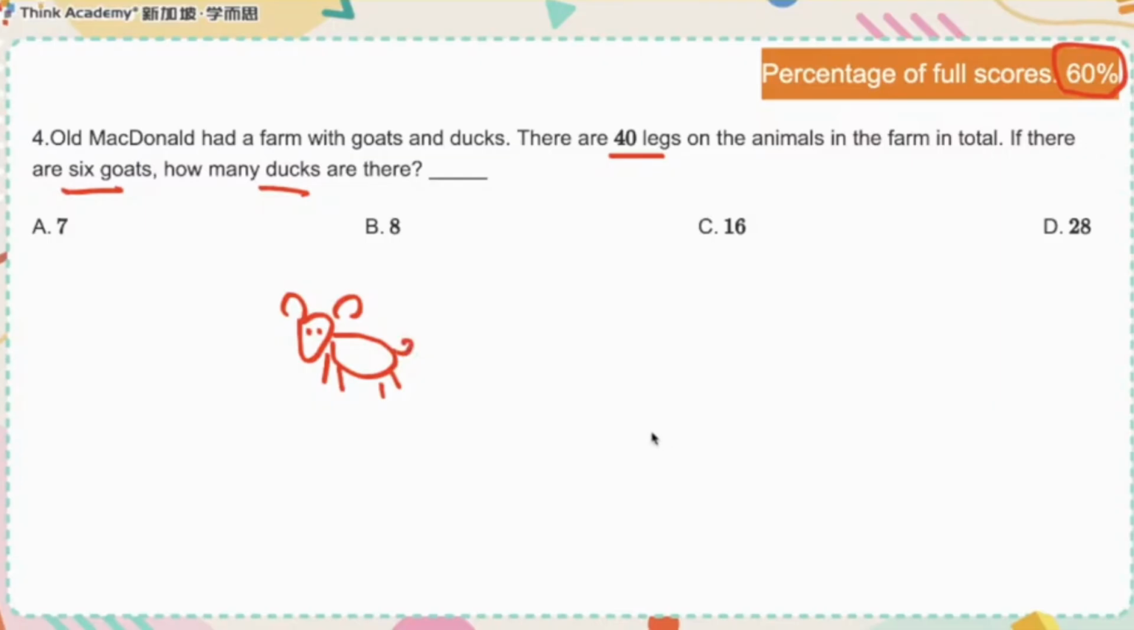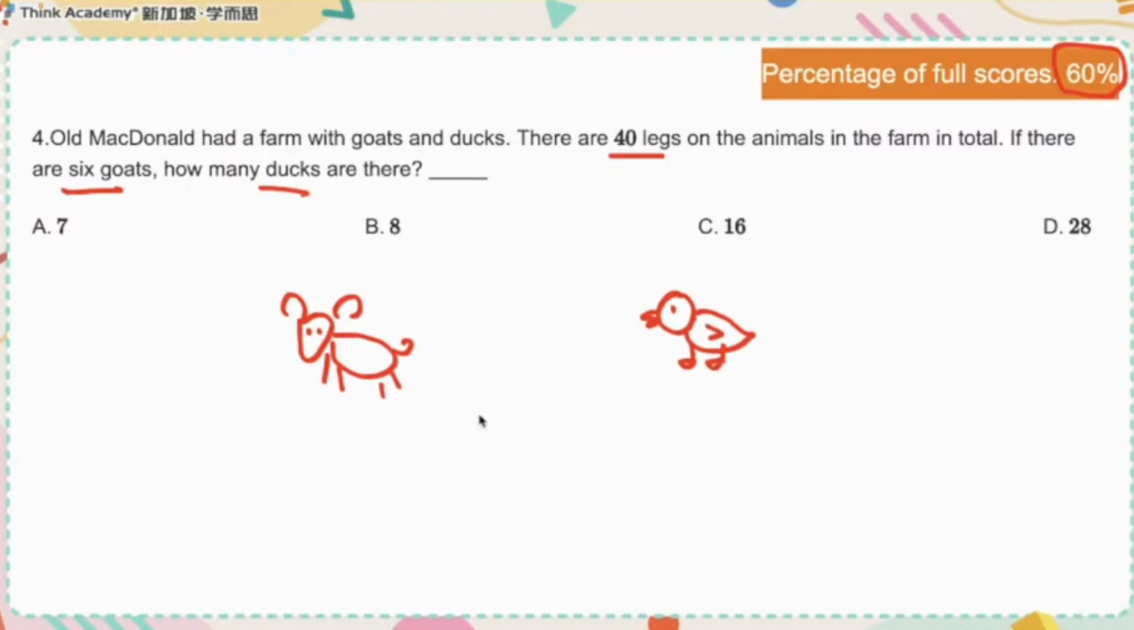4 legs, right? Good job. And then for one duck, each one of them got how many legs? Oh, sorry, I drew it like a cheek. I don't know how to draw a duck. Sorry. A bit ugly. Okay, so ducks got how many legs? 2, right? Okay, good job.